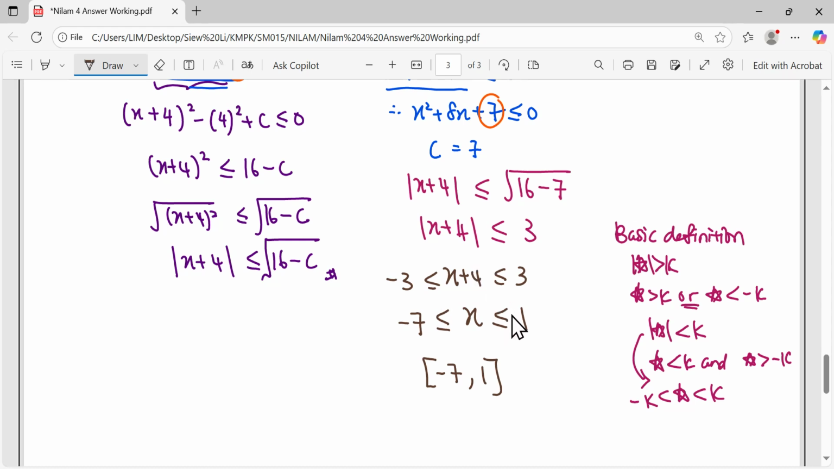So minus 4 here, I made a mistake, it is negative 1, alright? So minus off 4, you get negative 1. Negative 7 until negative 1. Alright, so that's all for these questions.